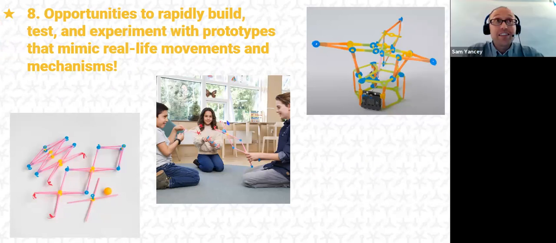One of the best things I think to emphasize in your grant is that you're going to, particularly with Strawbees, get to rapidly build, test, and experiment with prototypes that mimic real life movements and mechanisms. So, sharing with them how students are going to get to not just be learning about concepts, but they're going to get to see those concepts in action with what they're going to be creating. And so it's going to really come to life for them.